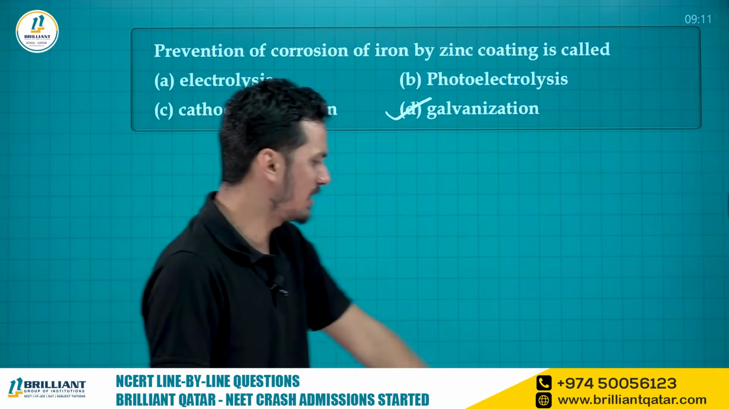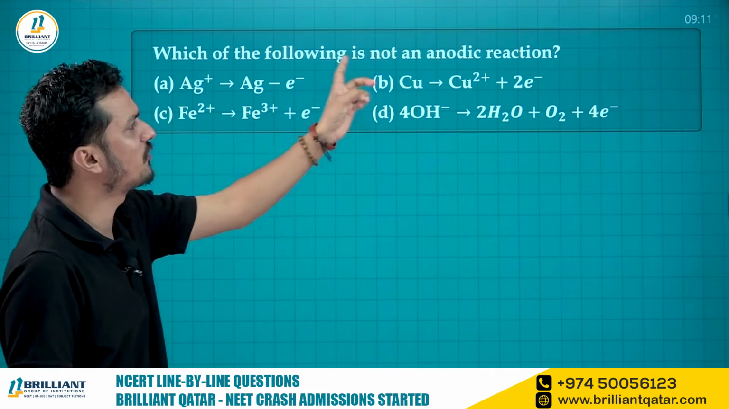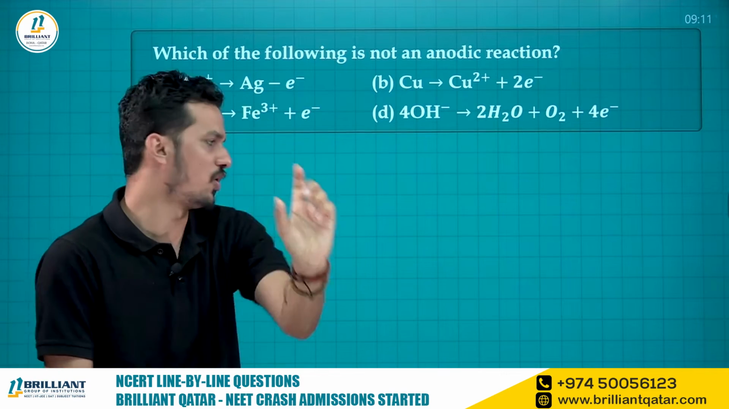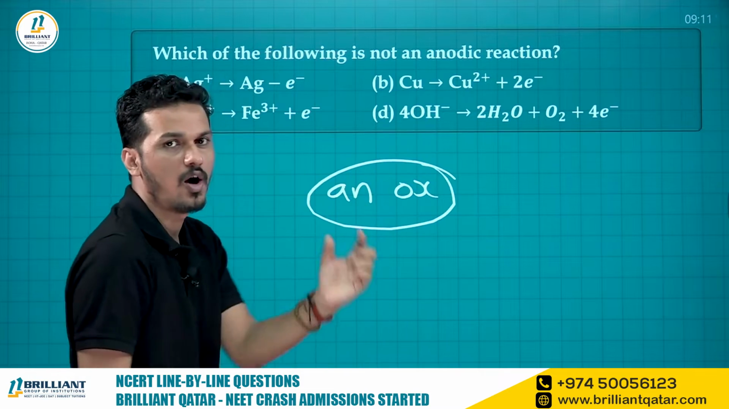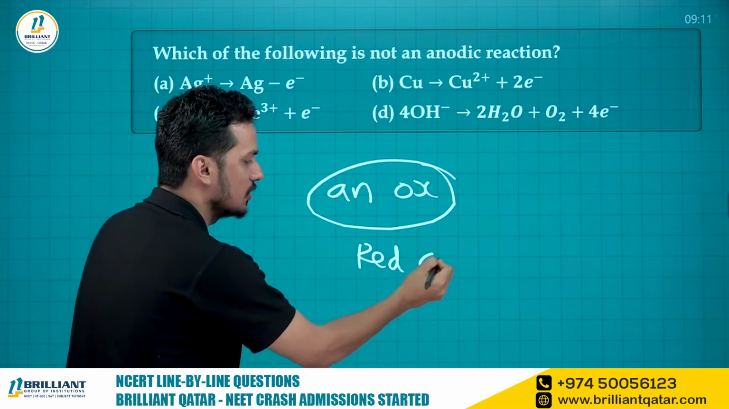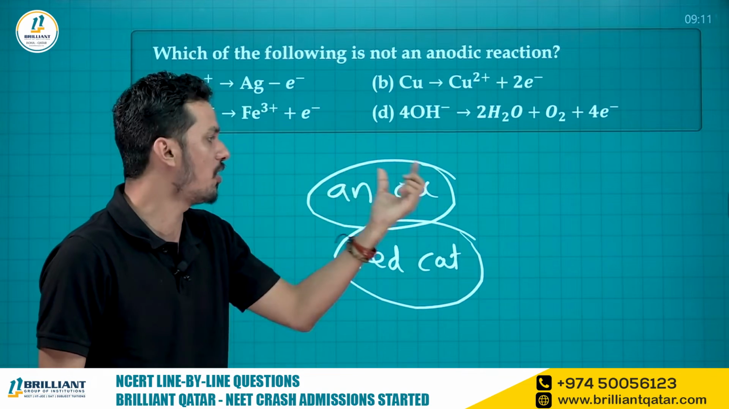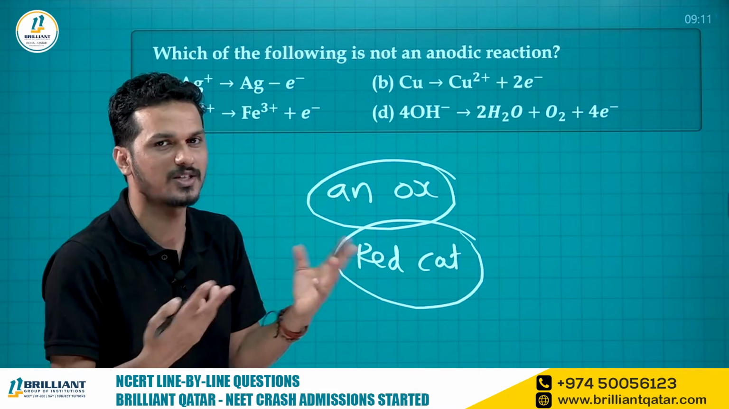Okay, then we can go to the next question, guys. This is the next question. What's the question? Which one of the following is not an anodic reaction? You have to remember ANOX and RED CAT. ANOX means at anode, oxidation. At cathode, reduction. If you remember two things, you can easily do it.